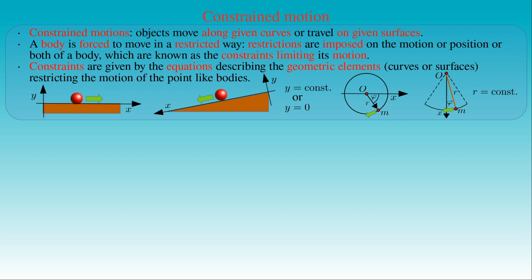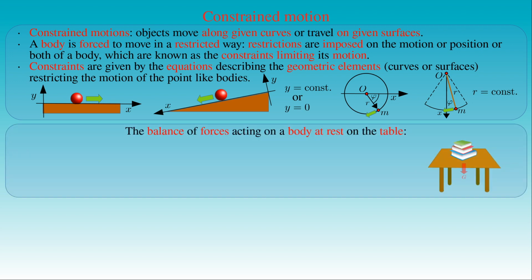The role of constraints is not only evident for moving objects, but constraints can also be applied in the description of bodies at rest where the forces acting on the body are in balance. For example, if a body is at rest on the table, then the weight G of the body pushes the table. The principle of action and reaction states that the force minus G is exerted on the body by the table due to the deformation of the surface of the table.